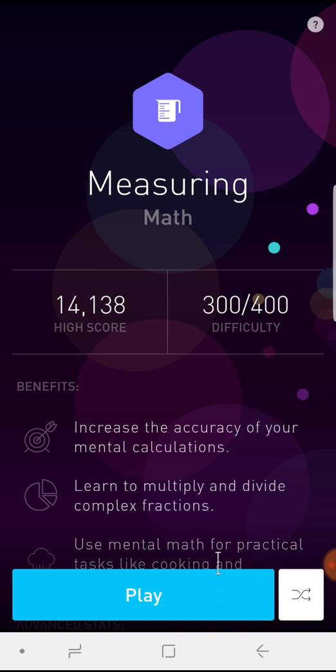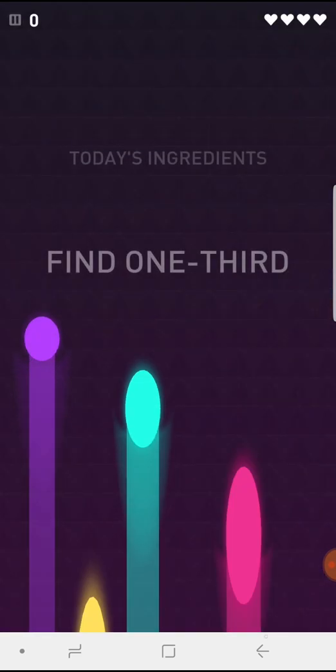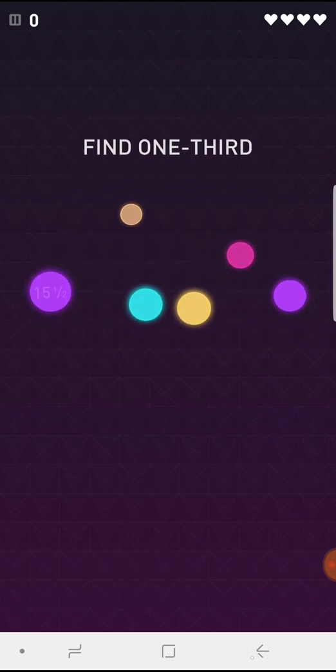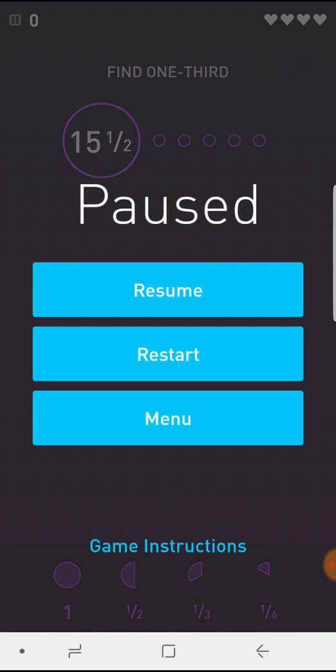So in this one we've got a new one, it's measuring. Now it's not measuring what you might think we're measuring, we're actually measuring something a bit more mathematical. So let's play. In this case we're given these and we need to find a third of each of them. So say for example we've got 15 halves.